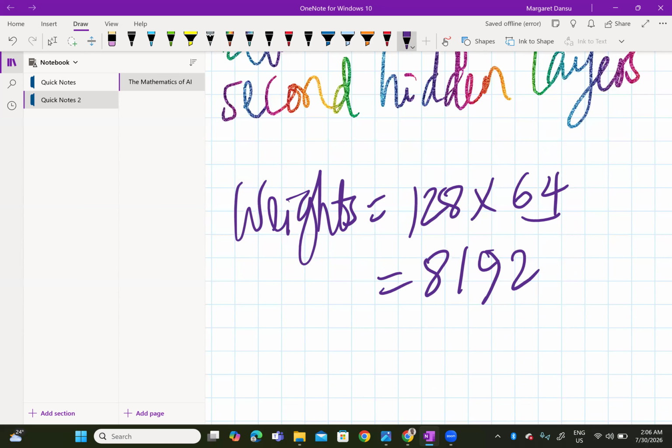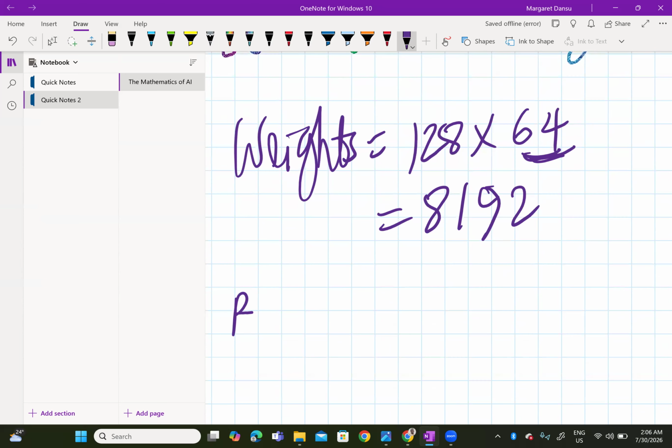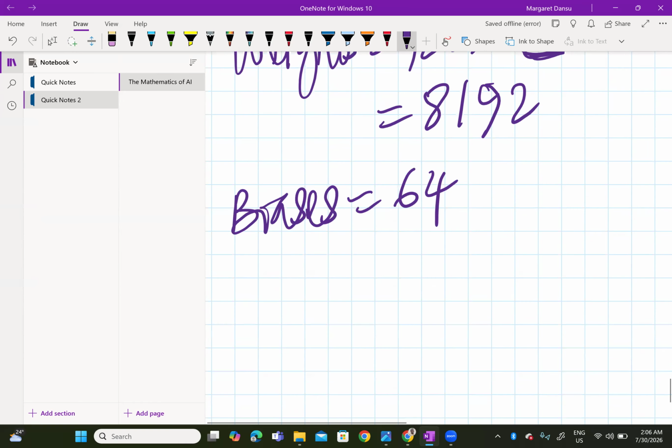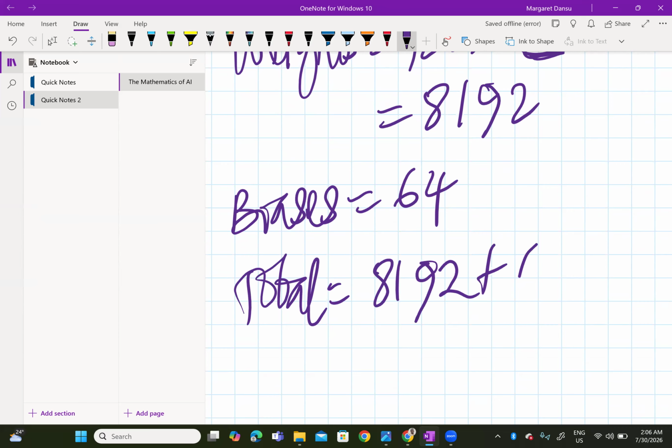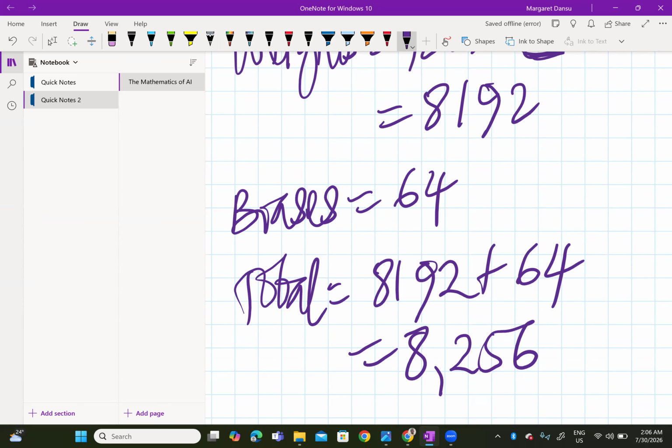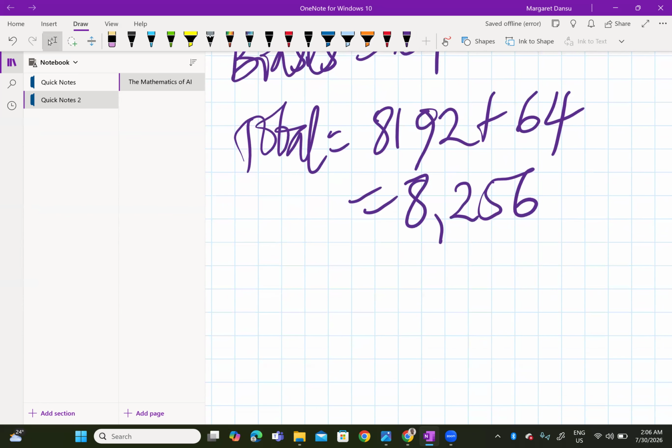And automatically the biases will be 64. So here you have biases equals 64. And then that gives us the total: 8192 plus 64, which is equal to 8,256. So that's done. And then we move on to the next step.